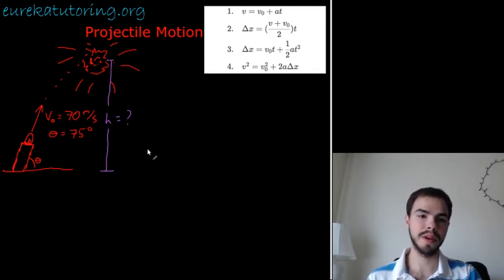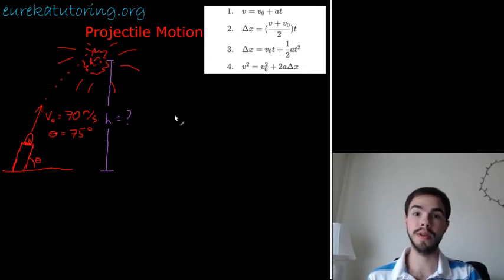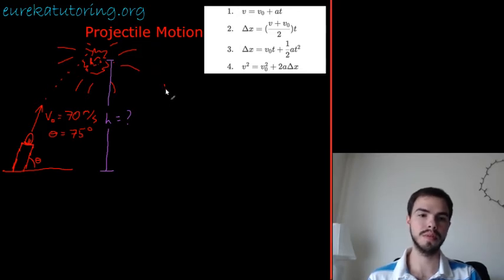There are three things we need to be able to understand to do this problem. The first is that at its apex, its vertical velocity, Vy, equals 0. So its Vy at its apex is going to equal 0 meters per second. It's just kind of suspended in the air right before gravity pulls it back down.